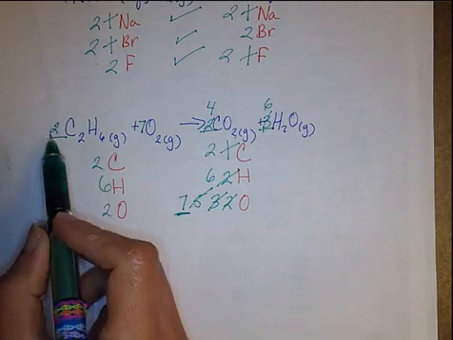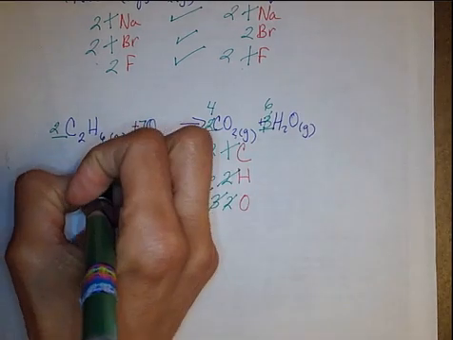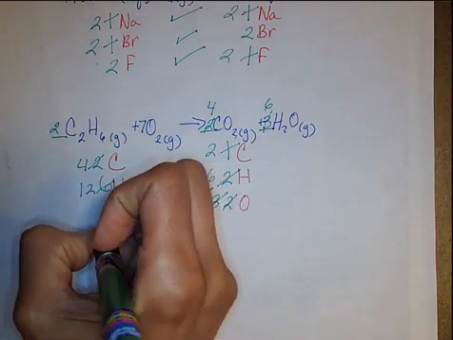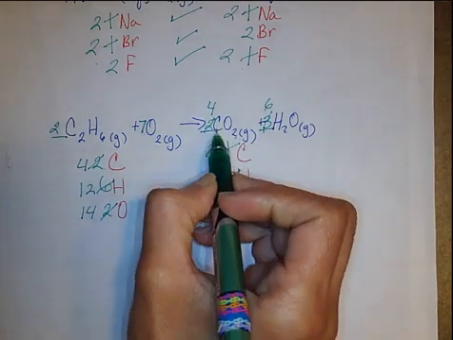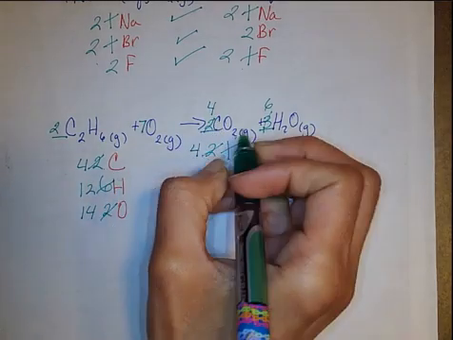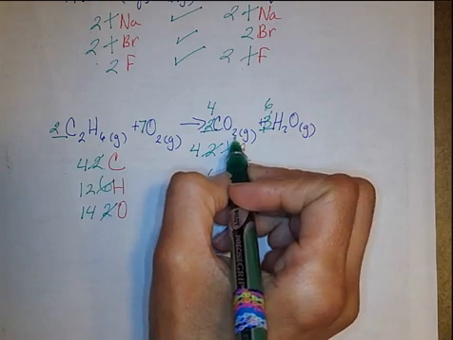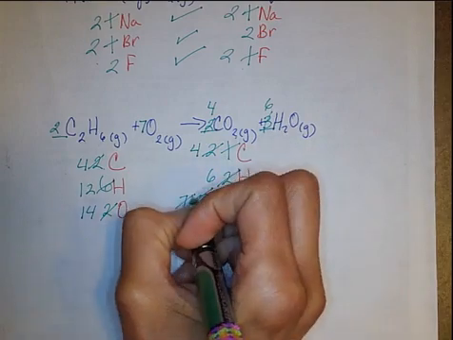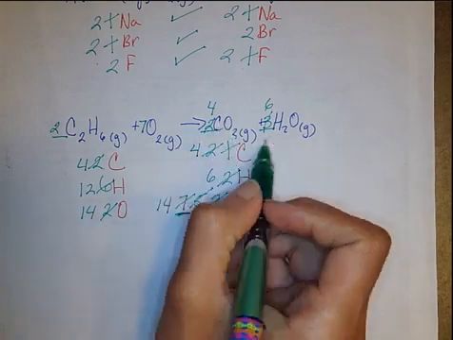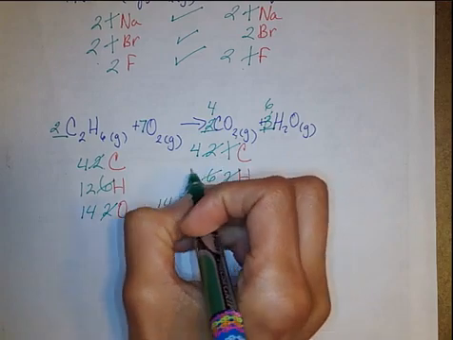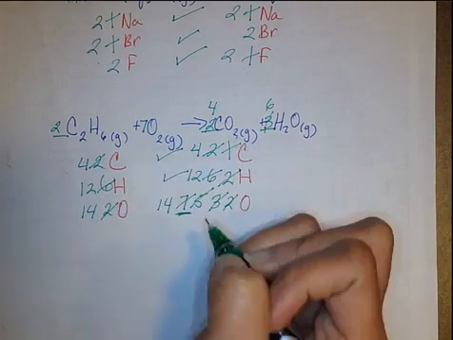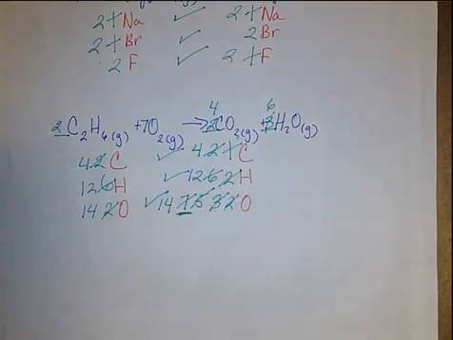So now if we go back, this is 2 times 2 is 4. 2 times 6 is 12. 7 times 2 is 14. 4 times 1 is 4. 4 times 2 is 8, plus 6. That makes it a total of 14. And then we have 6 times 2 is 12. So we are balanced: 4 carbons, 12 hydrogens, and 14 oxygens. So we are now balanced in this case.